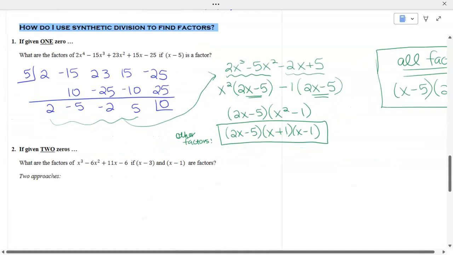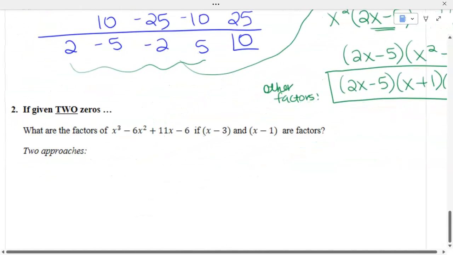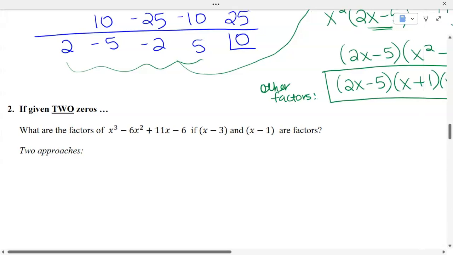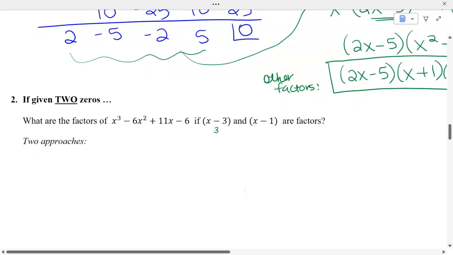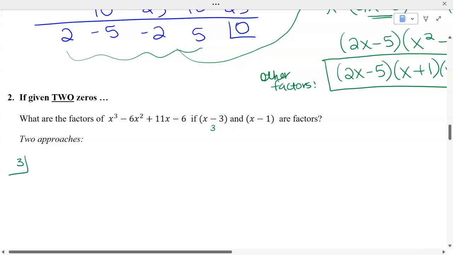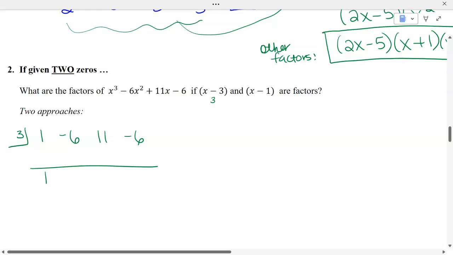So now let's take a look at what happens if we're given two zeros or two factors. Here, there are two different ways that we could go about it. I'm going to take this first factor, whose zero would be 3, and do synthetic division. So I'm going to pull my coefficients. There are no missing terms, which makes it nice. And I'm going to go through my synthetic division, and I see that x minus 3 is a factor.